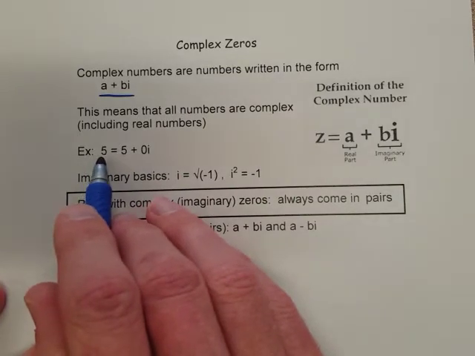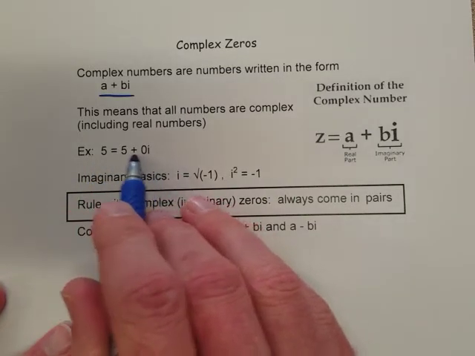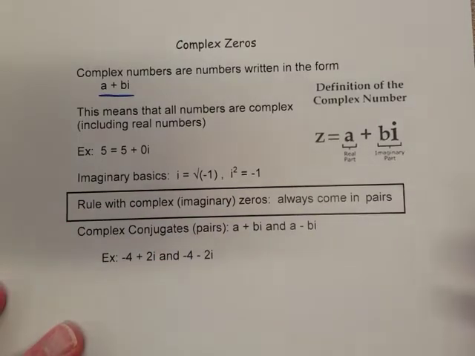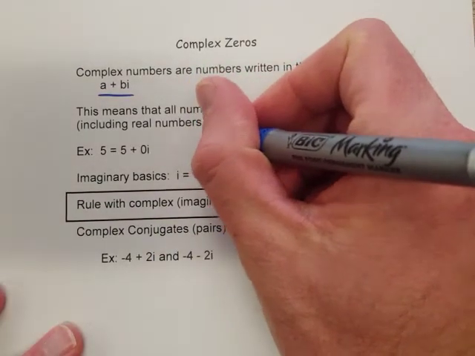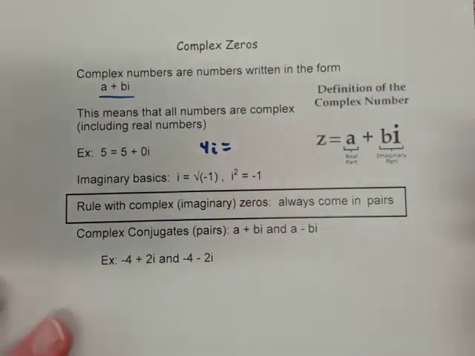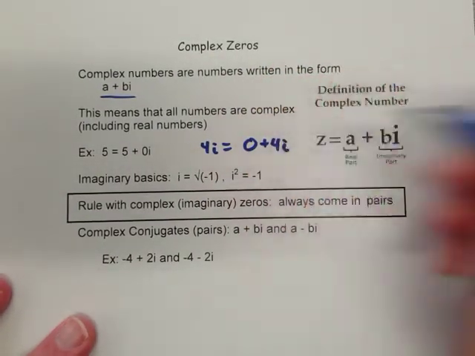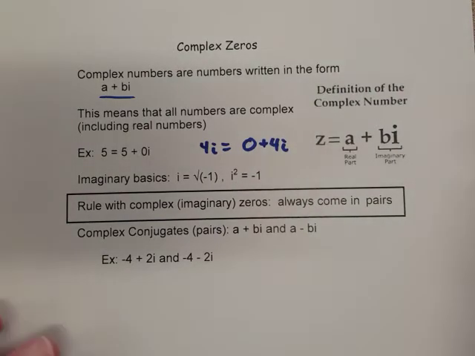So, for instance, 5 is the same thing as 5 plus 0i. That's why it can be a complex number. If we just had, like, let's say 4i, that would be considered complex because you could write it as 0 plus 4i. So pretty much any number that you write can be in that form.